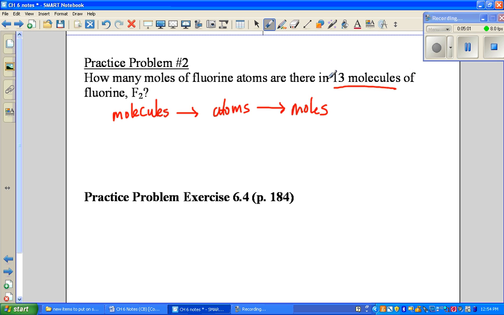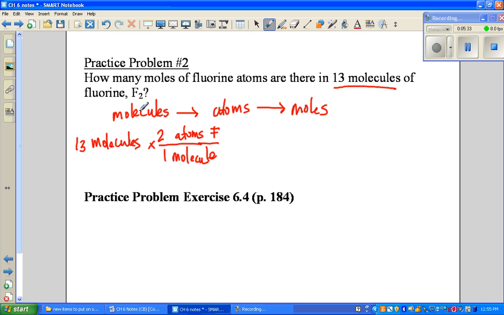So I have 13 molecules, so I'm starting here in my map. I have 13 molecules of my fluorine. And you can see I'm writing a lot here. It really helps if we write down units so that we know where we're going and we don't get lost in the process. If I take a look at F2, look at that subscript, I have 2 atoms of fluorine. So I'm going to put 2 atoms of fluorine, and I know that there are 2 atoms of fluorine in every molecule that I have, and every formula that I have is a molecule. So I went from molecules to atoms, now I want to go from atoms to moles.